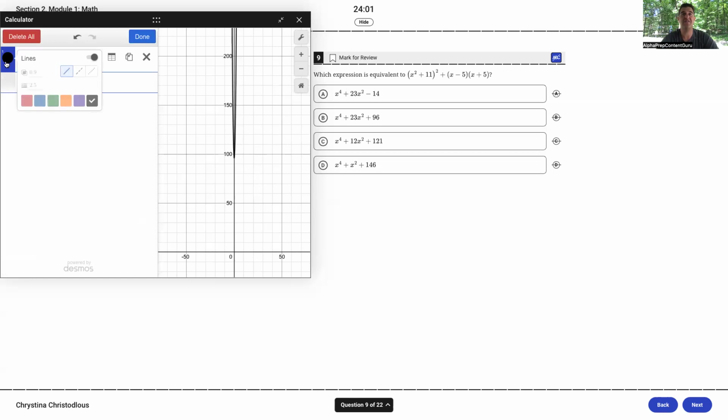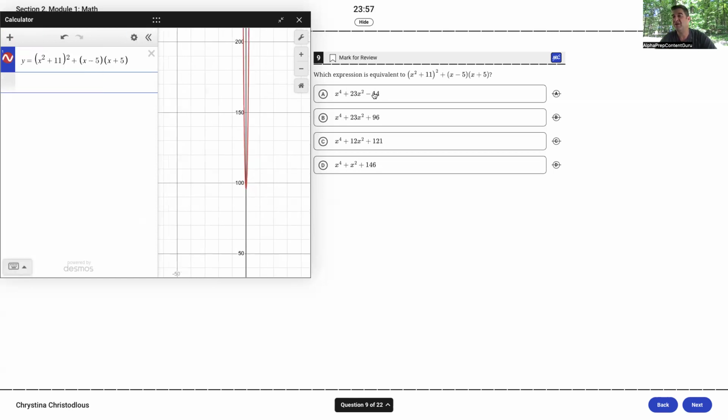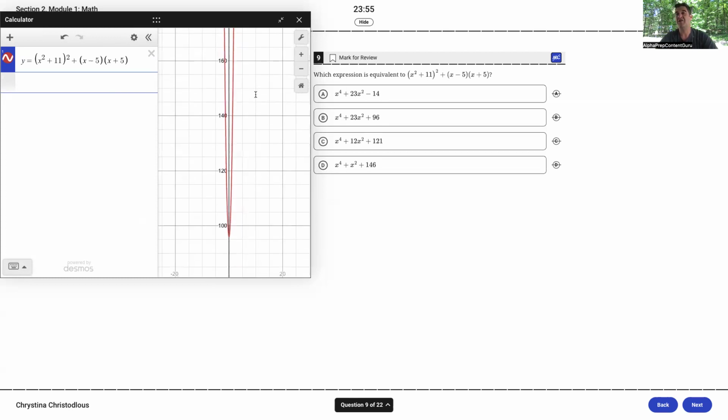So I'll go like this just to make it a different color. So it jumps, but here it is. Then it says, which one of these is equivalent to it? So literally, I need an answer that lands exactly on top of it. So here I go.